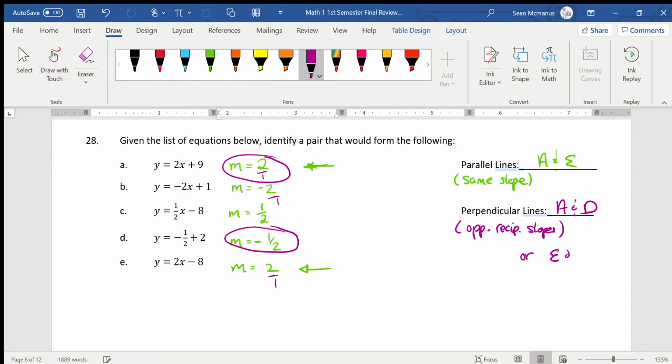Or E and D, right? Or actually, that's -2 and +1/2, B and C. So there's 3 different combinations that would all be perpendicular with each other there. So as long as we know how to find them, right? So this is a good example of a multiple choice type question for this concept.